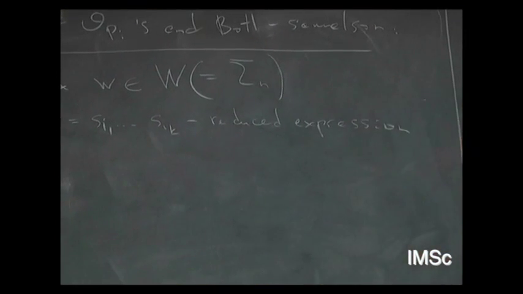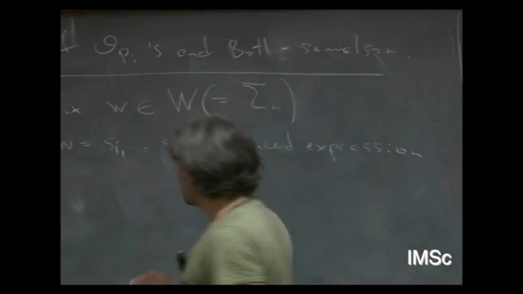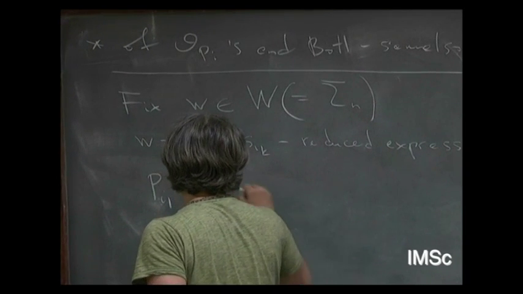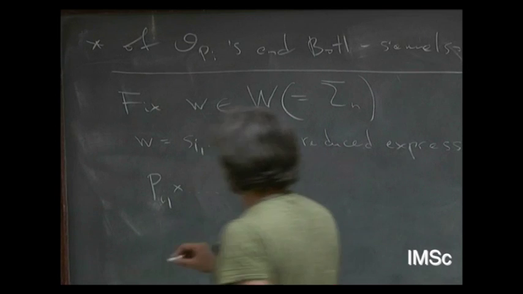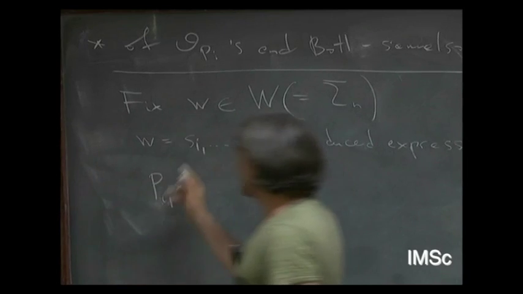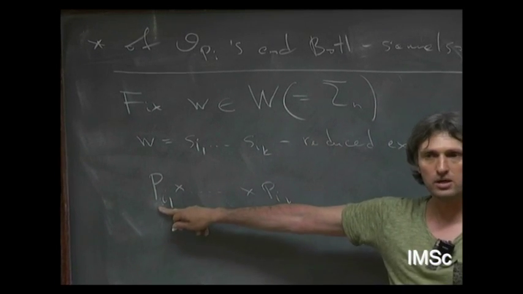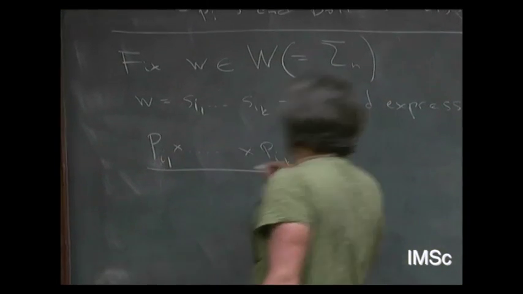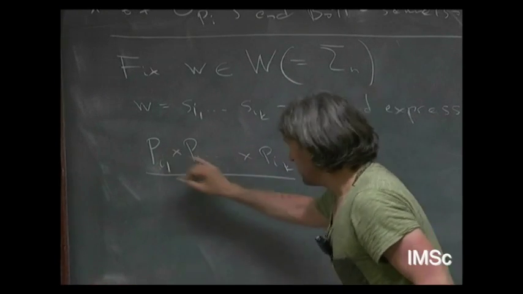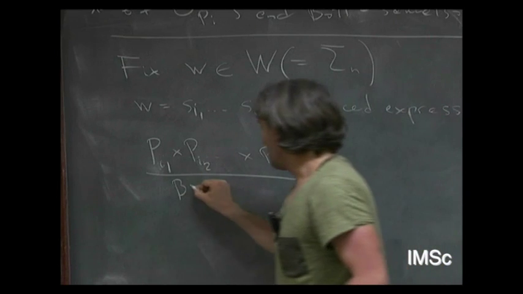So people starting from de Mazur considered the following varieties. You take P_{i1} times so on times P_{ik}. Notice that simple reflections and minimal parabolics are enumerated by simple roots, so to each simple reflection we put in correspondence such a P. Only now we take a quotient in each pair. So let me put here P_{i2}. In here acts the diagonal copy of B, and we take quotient, and so on.